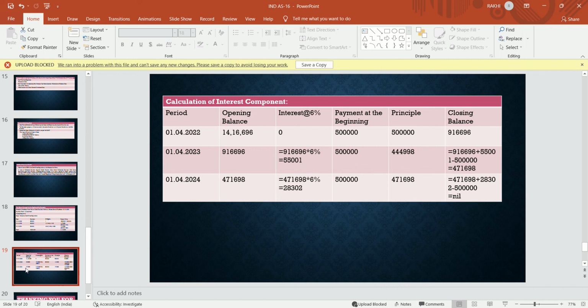In year 1, the opening balance, the value of the motor car, will be 14 lakhs, which we determine as the cash equivalent, that is 14,16,696. Interest on it will be 0. We are paying 5 lakhs, that is the principal amount, and the closing value is 14 lakhs minus 5 lakhs, that is 9,16,696. That closing balance is the opening balance of the next year. So we will charge interest on it, and 55,000 will be the interest on that, which we are going to pay along with the 5 lakhs. What is the principal amount? The 5 lakhs minus interest, that is 5 lakhs minus 55,000, which comes to 4 lakhs 44,998.